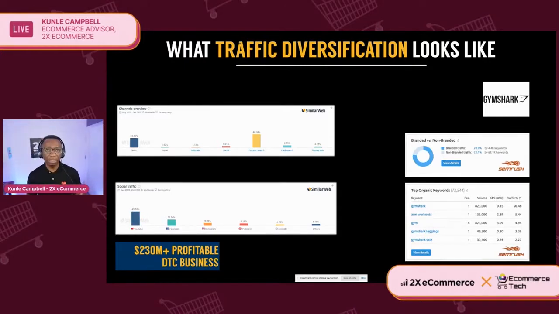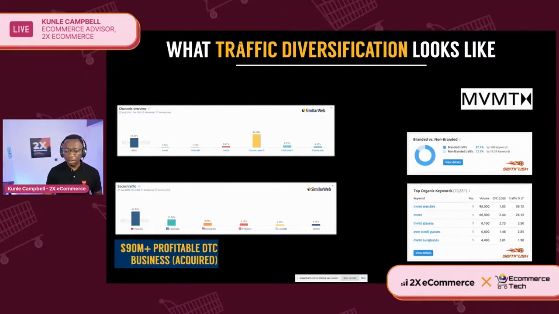It's very important to understand these concepts. This is Movement Watches. They're close to $100 million in revenue, and they were acquired by, I think it was Movado. And again, they're very, very influencer-led, Instagram, YouTube. I think they started to do a bit of TikTok. And you'd see again that the major source of traffic for them is organic search.